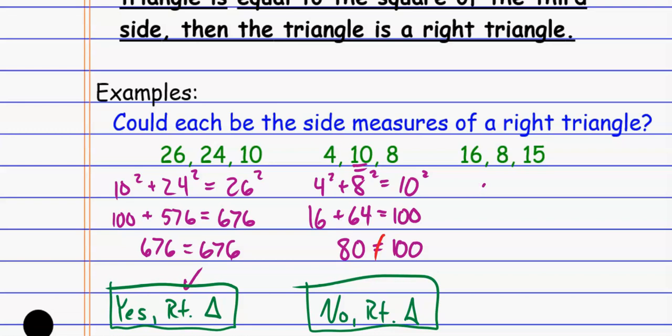And you could put the 15 first if it makes you more comfortable. Just always go least to greatest, and you're less likely to make a mistake that way. Not that it matters. The 15 and the 8 can be interchanged here. Okay, the one that's important is that 16. The 16 has to stand alone.